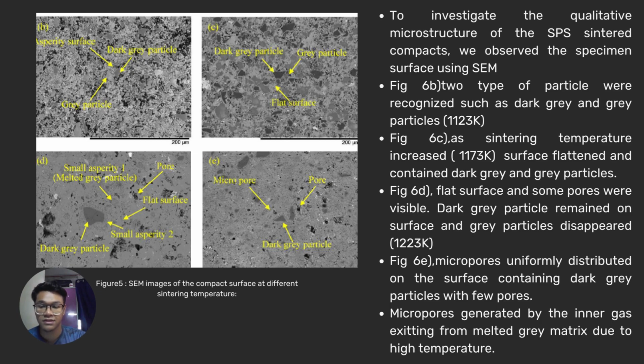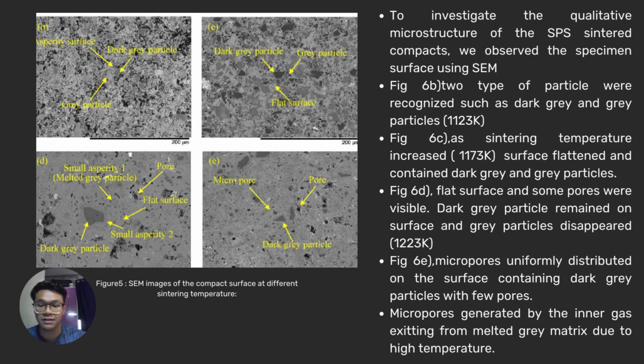For figure 6D, which is at the bottom left, the flat surface and some pores were visible. The dark gray particle remained on the surface and the gray particle disappeared. This is at a temperature of 1223 Kelvin. When we compare C and D, the gray particle has disappeared.